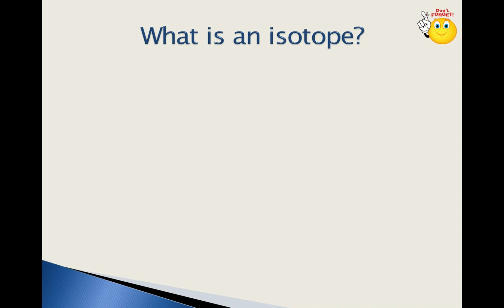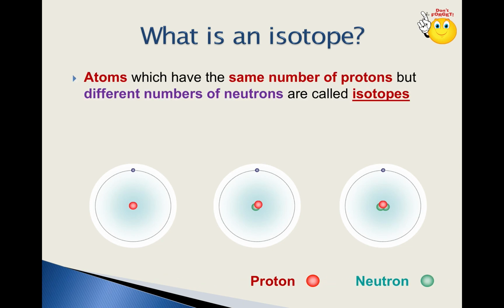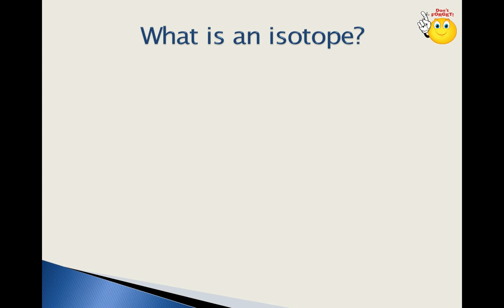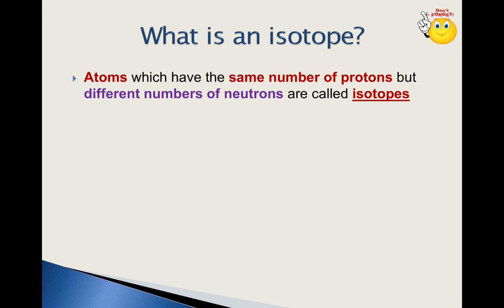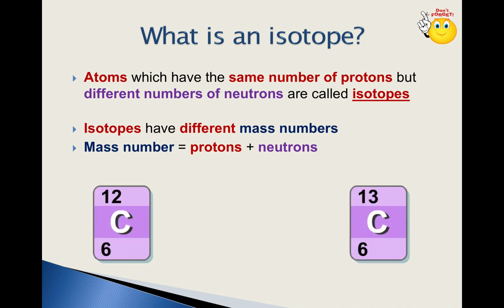So what is an isotope? An isotope is an atom which contains the same number of protons but a different number of neutrons. Isotopes also contain the same number of electrons. Isotopes, however, can have a different mass number, and that's because the number of neutrons in their nucleus can be different. Here are a few examples of isotopes.